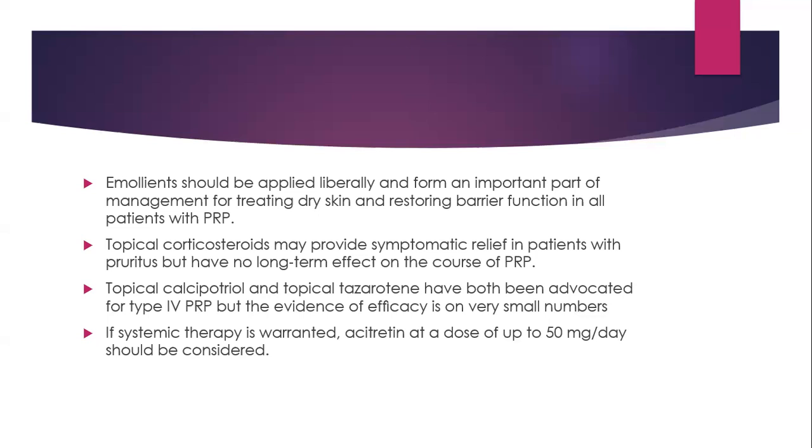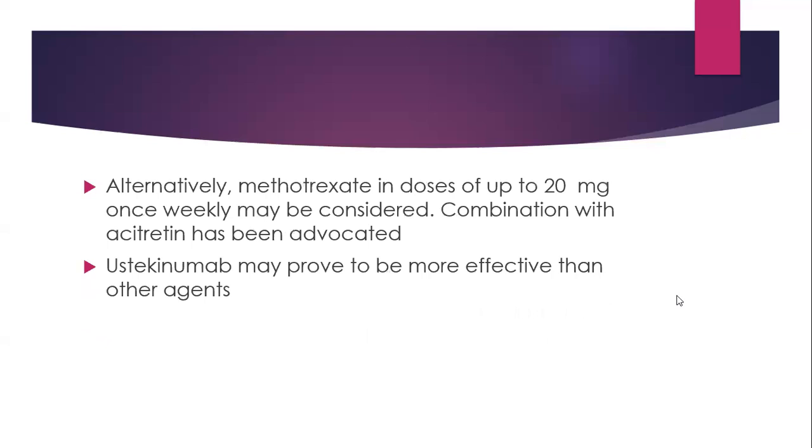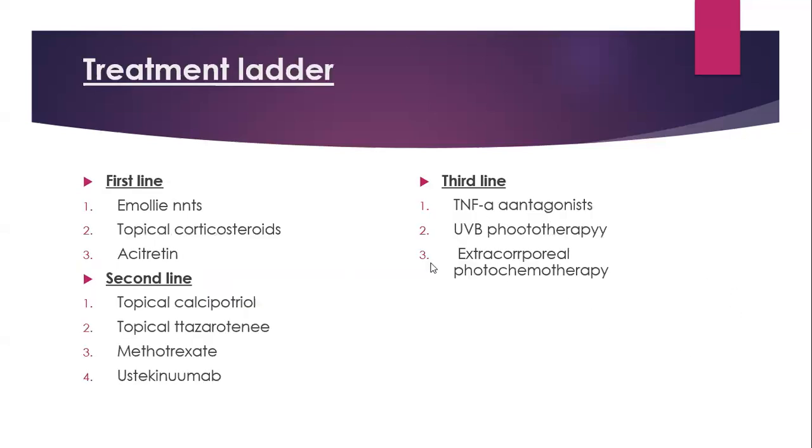So whenever systemic therapy is warranted, acitretin in a dose of 50 milligram per day is a better choice of systemic treatment than the other modalities of treatment. Methotrexate in a dose up to 20 milligram once a week may be considered, sometimes combined with acitretin. Then ustekinumab is proved to be more effective than other agents in managing PRP.